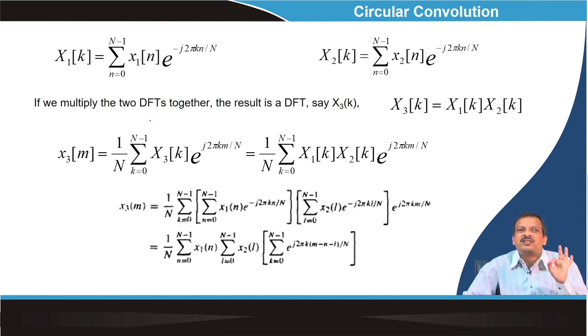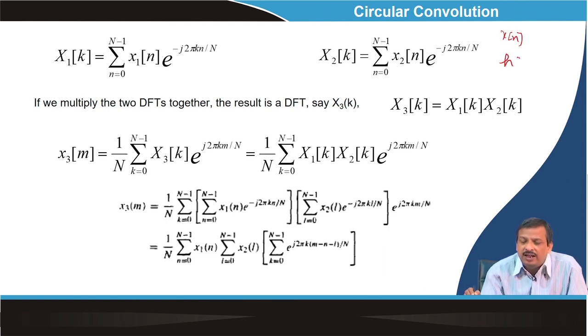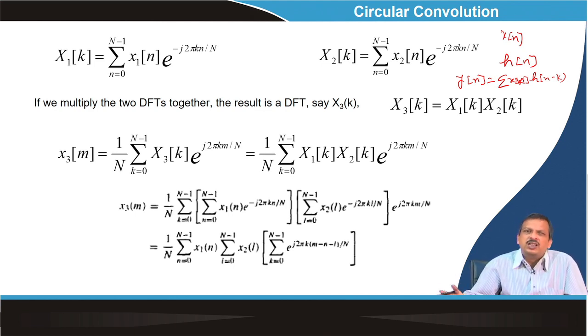So, the system's impulse response is h[n]. If x[n] is my signal and h[n] is the impulse response of a system, then the output of the system is nothing but the linear convolution, the sum of x[k] h[n minus k], where k goes from minus infinity to infinity. So, that is the real linear convolution. Now, I come to the circular convolution.